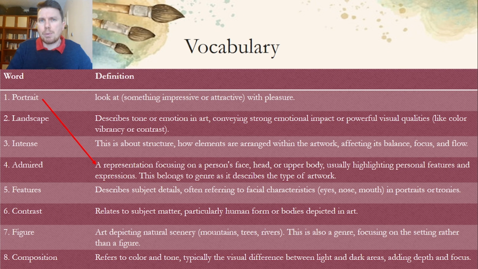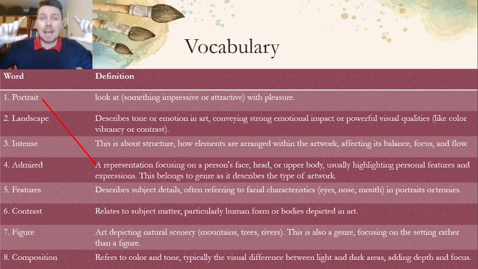Portrait. The portrait is a representation focusing on a person's face, okay? Head or upper body, usually highlighting personal features and expressions. This belongs to a genre as it describes the type of artwork. So the portrait of a person is the head, body, shoulders, the top half here. I am technically in a portrait right now. But of course nowadays we also use portrait on the phone to describe a picture that is vertical. Right? And if it is horizontal, we say landscape.